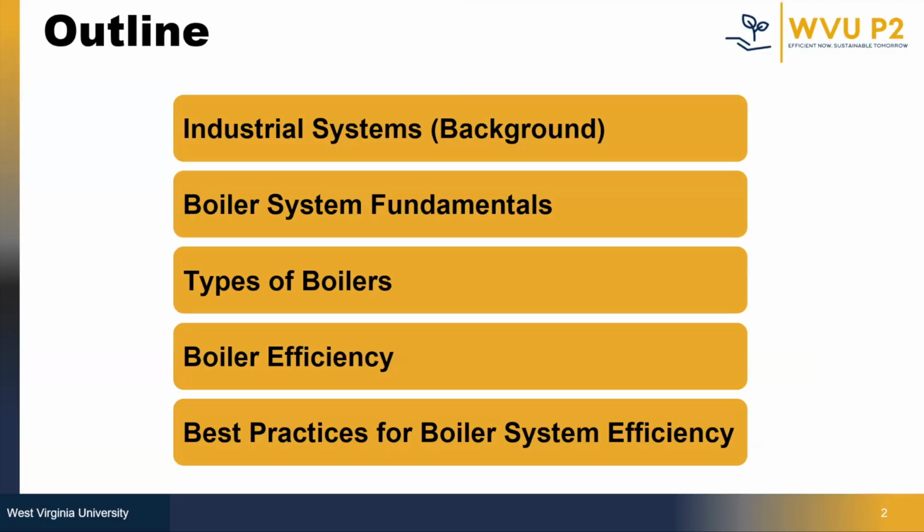So, in today's session, we'll start with some background on industrial systems and their role in energy use. Then we'll move into the fundamentals of boilers, including their types, classifications, and efficiencies. After that, we'll discuss methods of efficiency estimations and highlight recommended actions. Finally, we'll share a case study and conclude with key takeaways.